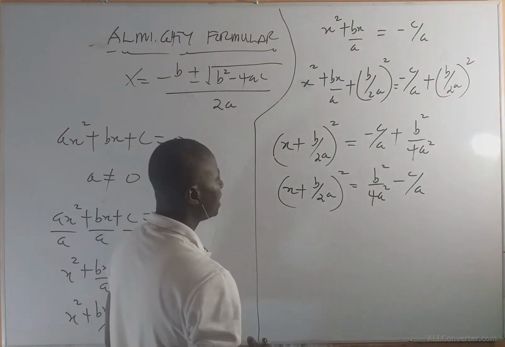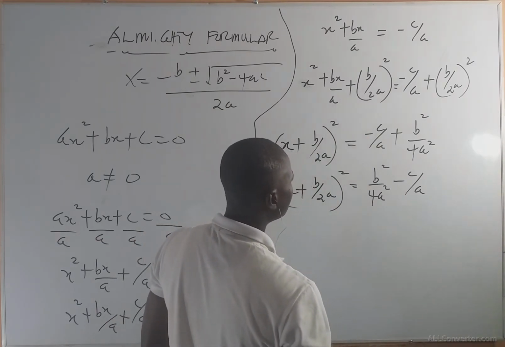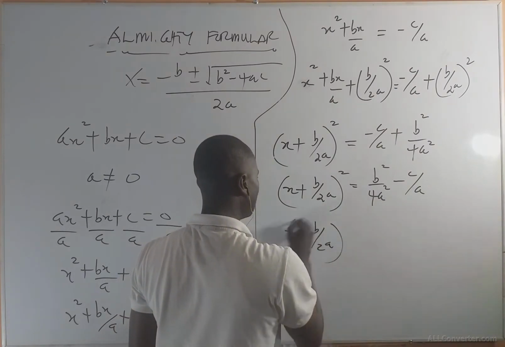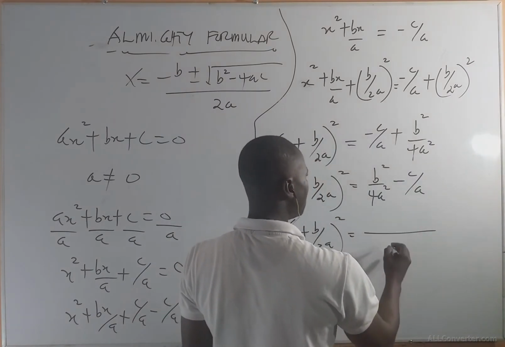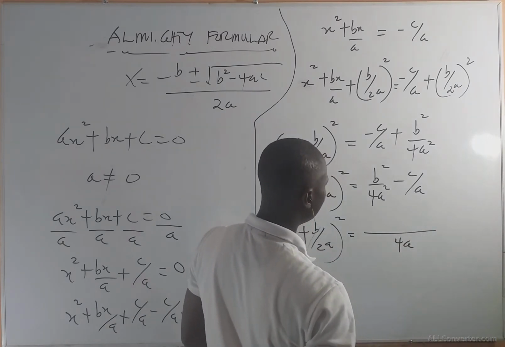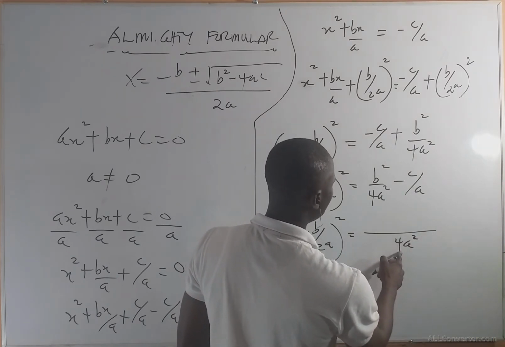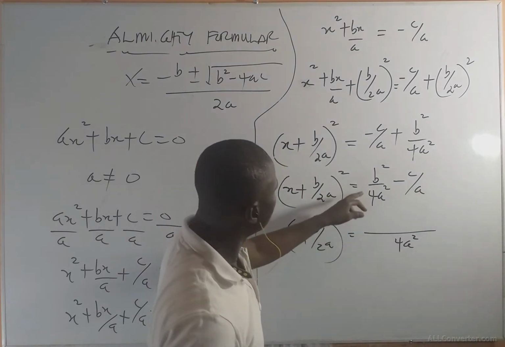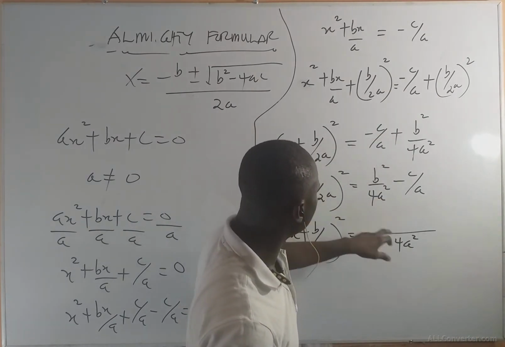Now, we take the square root of both sides. We can now take the square root of both sides. Or we can simplify the right. It depends on how you want to do it. But now look at what is happening. So we have x plus b over 2a all squared. Let's try to find the LCM first. And the LCM will now be 4a squared. So this here, 4a squared, then we have b squared over 4a squared. Then we have minus c over a. So the LCM is 4a squared.